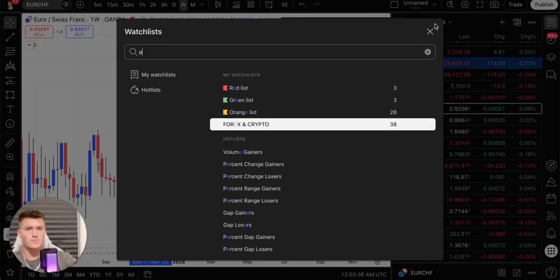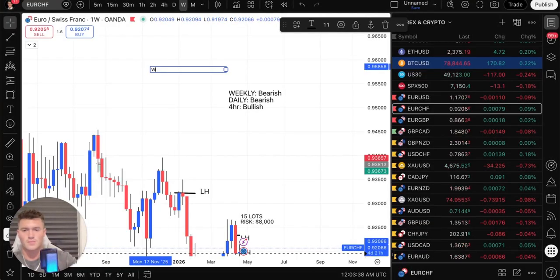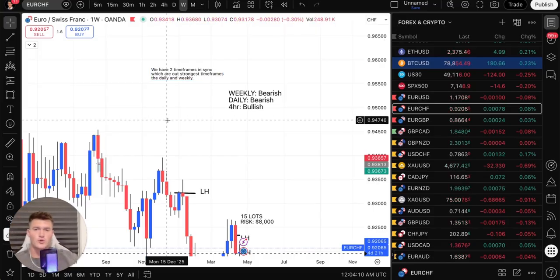We have 2 time frames in sync, which are our strongest time frames, the daily and weekly. So this would be stronger.